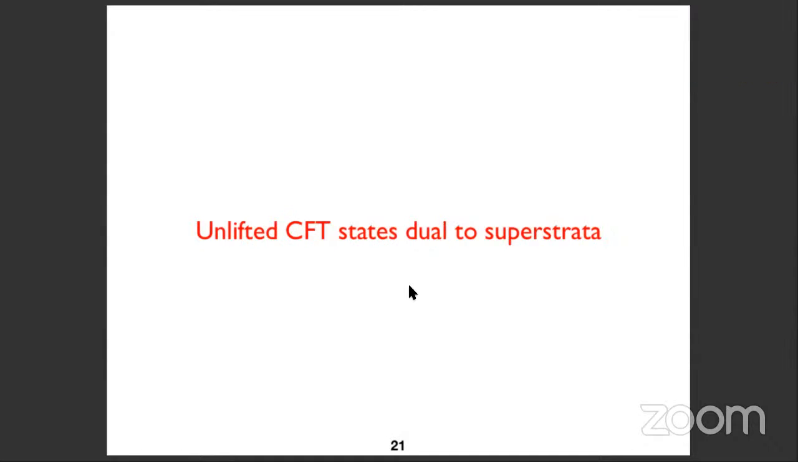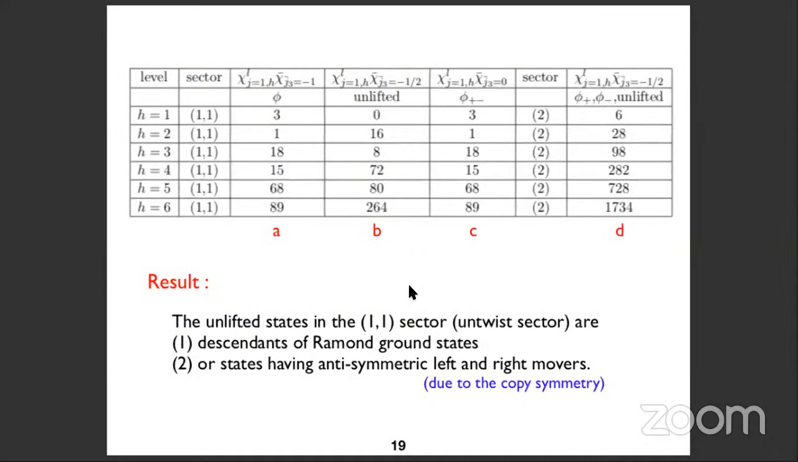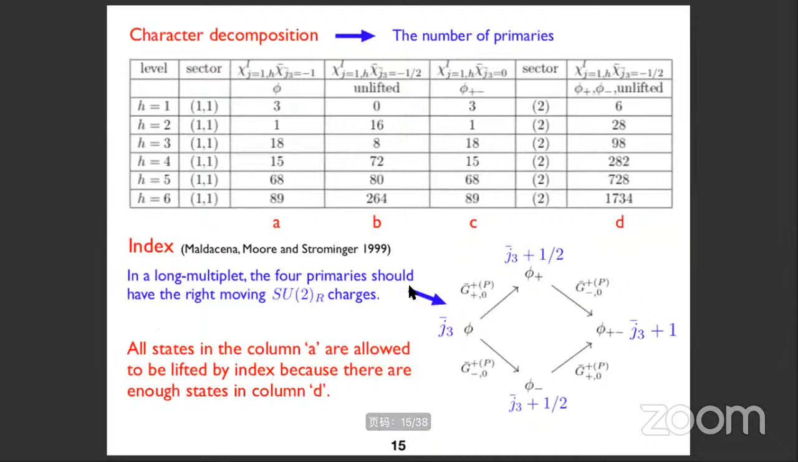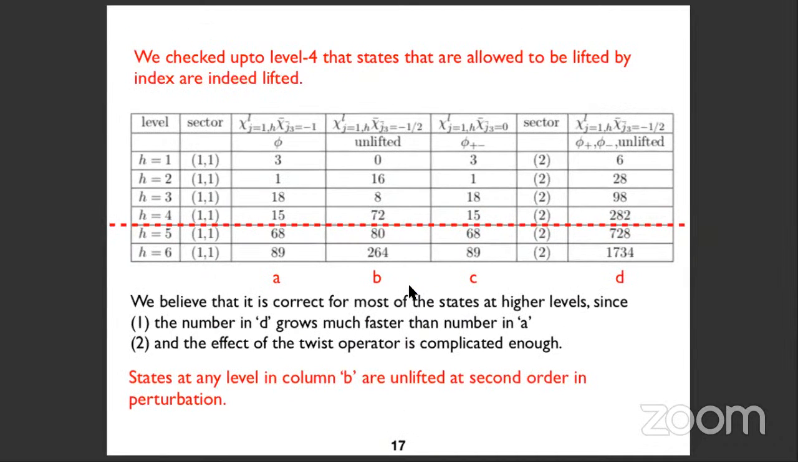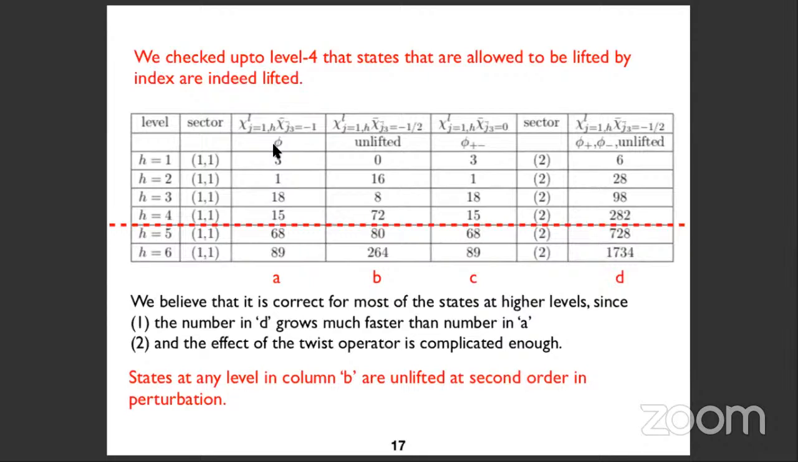Sorry, can I ask? Maybe 2 slides back, you said that all states that can lift by the index, they lift. But what index were you referring to? This one. We refer to all the states that are allowed to be lifted, the first 2 in red lines. States that are allowed to be lifted by the index are indeed lifted. Which index? Is it your index or Mathur and Turton's index? Oh, it's the refined index. The refined one. Okay, your classification. Okay, thank you.